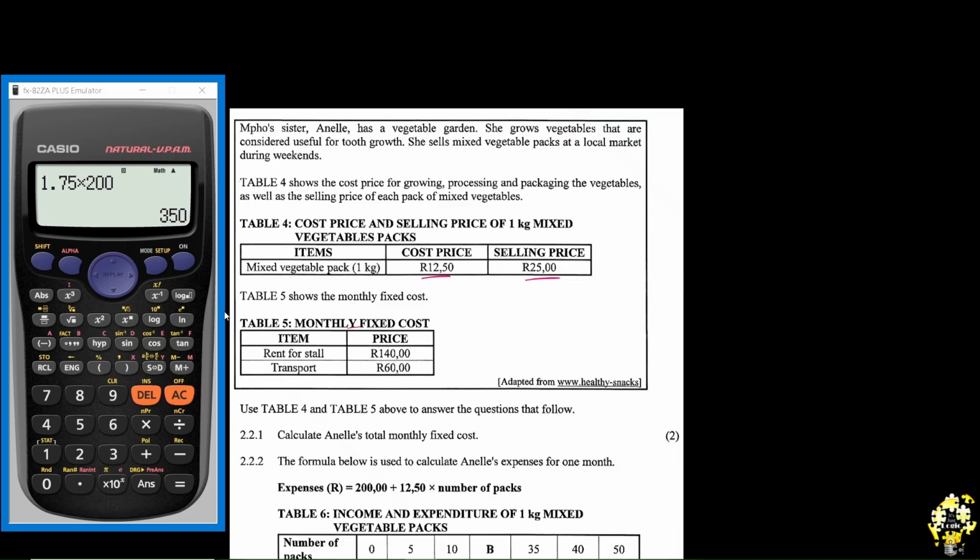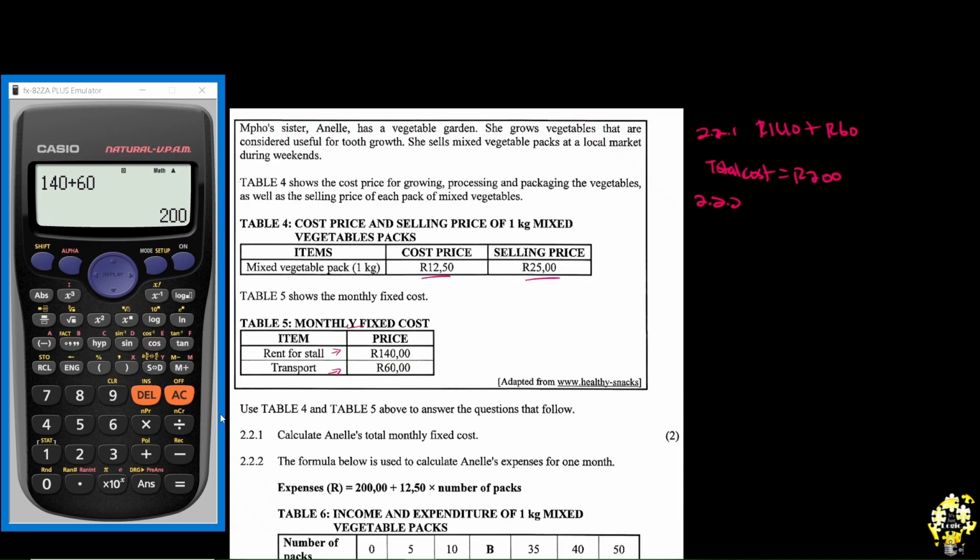Okay, we have a monthly fixed cost here, but we have a rent for the stall and we also have transport. So we can simply say that for 2.2.1, the total or monthly fixed cost, we have to take 140, which is for rent, and add the 60 rand, which is for transport. So the total monthly cost will give us 140 plus 60, which is 200.